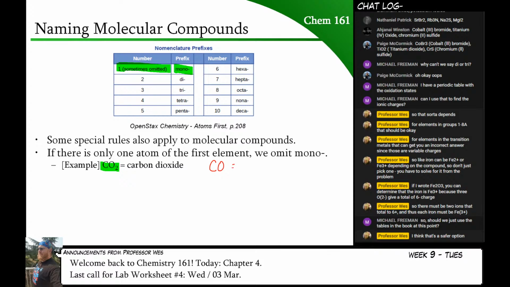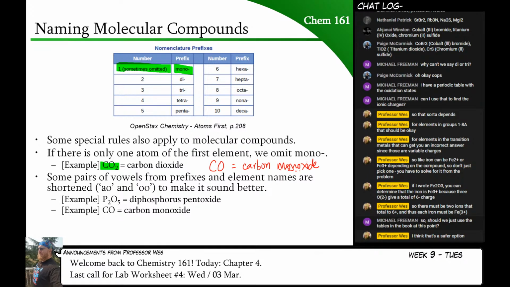We would just say carbon dioxide. Likewise, if I had CO, I would still say carbon monoxide. And there's the mono right there. You'll notice that it seems like it's missing an O. And that's because if you end up with a pair of vowels like this, AO or IO, specifically these two combinations, you get rid of the first letter in that pairing.